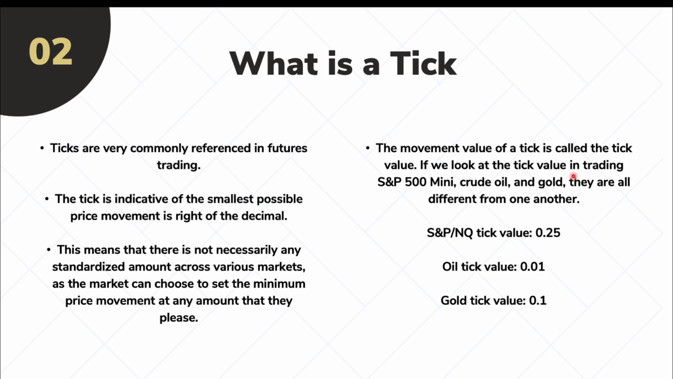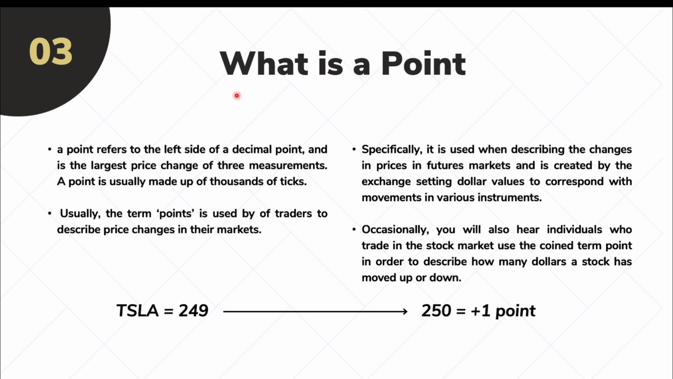If we look at the tick value in trading, S&P, crude, and gold, they're all different from each other. So the S&P and the Nasdaq, the tick value is 0.25. Oil ticks are 0.01 and gold ticks are 0.1. You don't need to remember everything about this, and I will show you later in this part how you can see this actually in TradingView. Now you know what a pip is with Forex, you know what a tick is with futures.